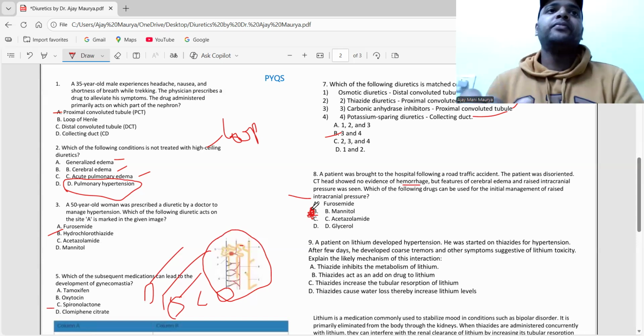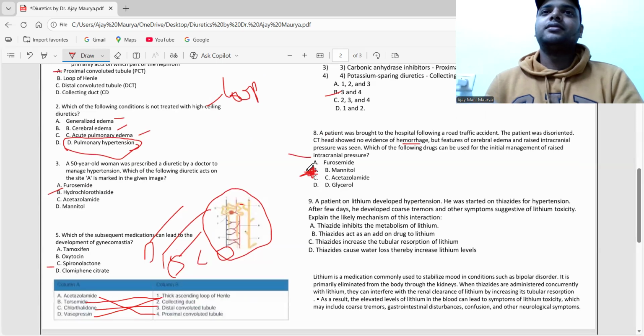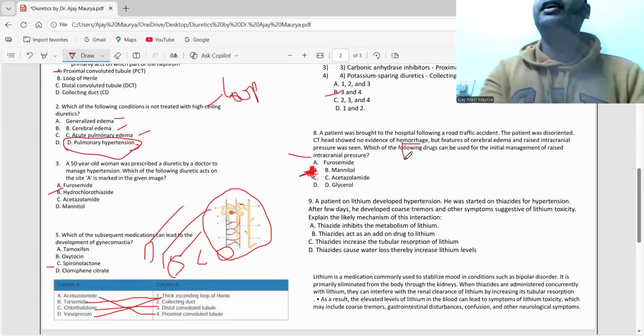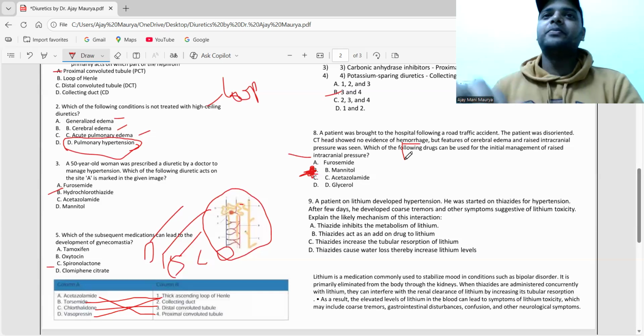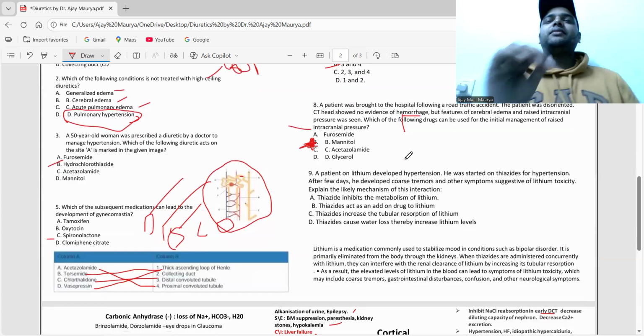You can ask me one doubt. Why did you mark cerebral edema here? Because according to the options you have to go. This is the wrong answer, that's why I marked this one. Mannitol is contraindicated in hemorrhage. If there is a hemorrhage, then you have to avoid mannitol.